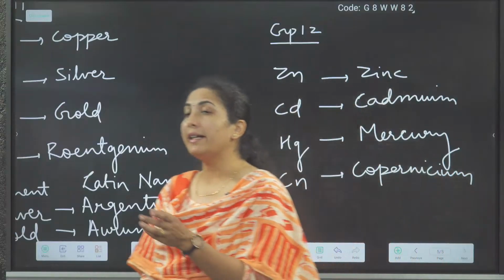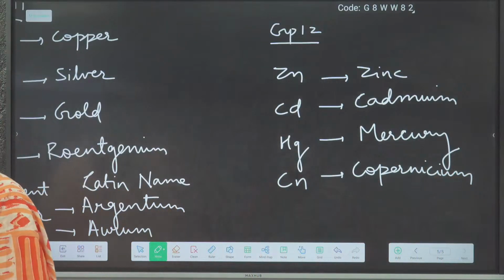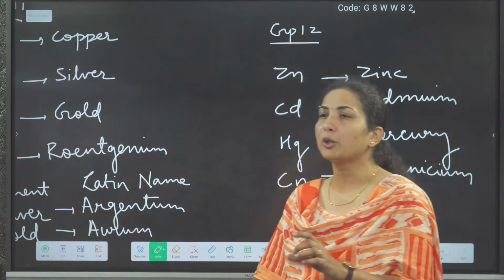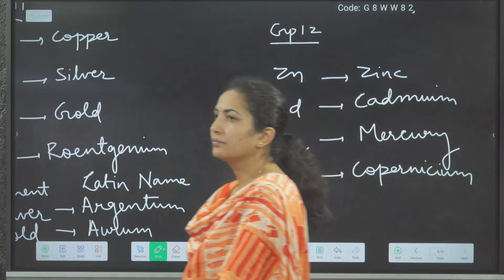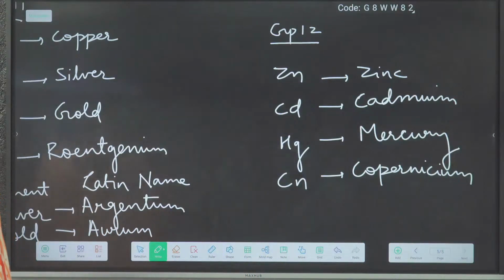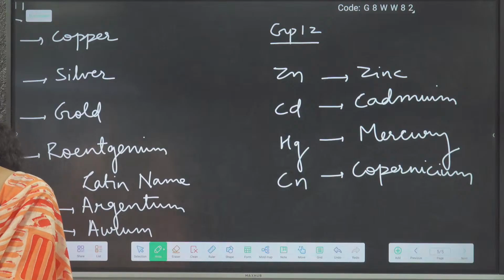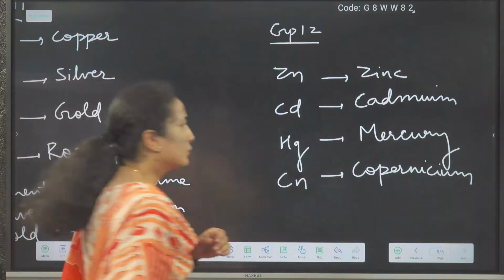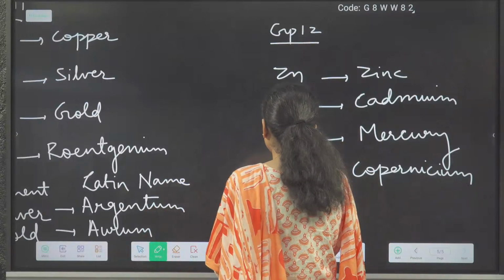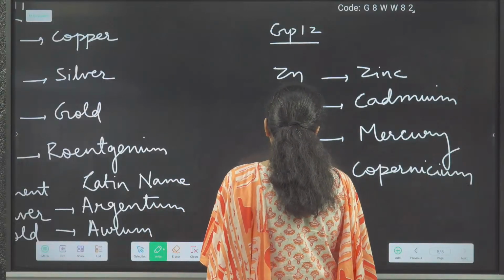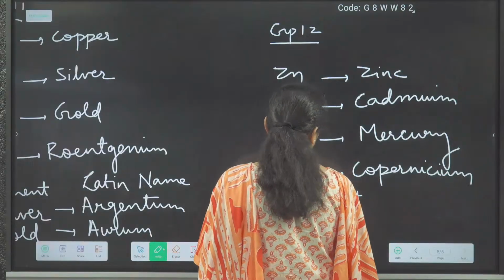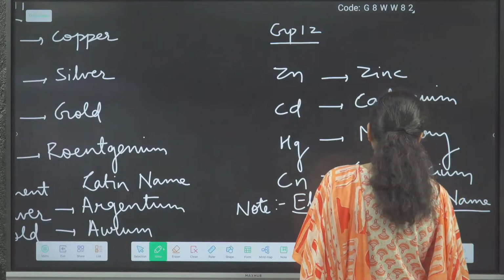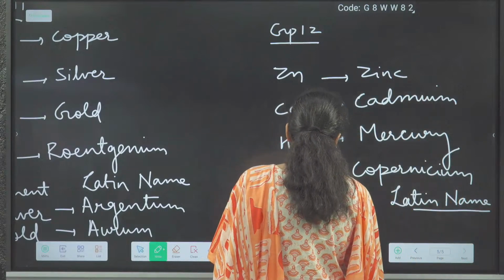Again, for mercury, the name is mercury, but the symbol is Hg. So what is the Latin name of mercury? Hydrargyrum, right? Priya, Meghna, Lalit, Mahesh. Good. So I'm writing here a note. Element and its Latin name. Element is mercury.